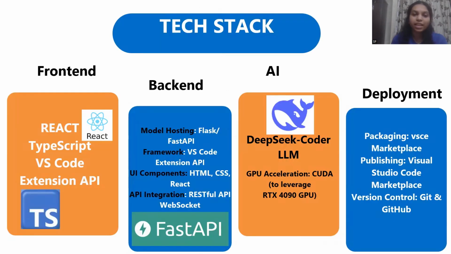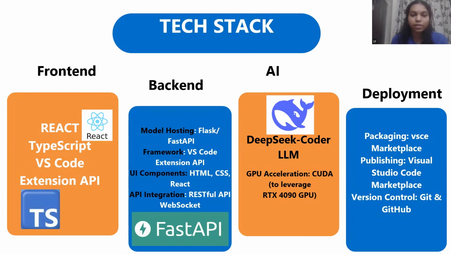Then this is the tech stack that we'll be using. For the front end part, we have React, HTML and CSS, TypeScript, and the VS Code extension API. In the backend, we have Flask for the central system, and Express.js for the client system. We have the framework VS Code extension API, and the API integration is RESTful API and WebSocket. The AI model is DeepSeek coder.